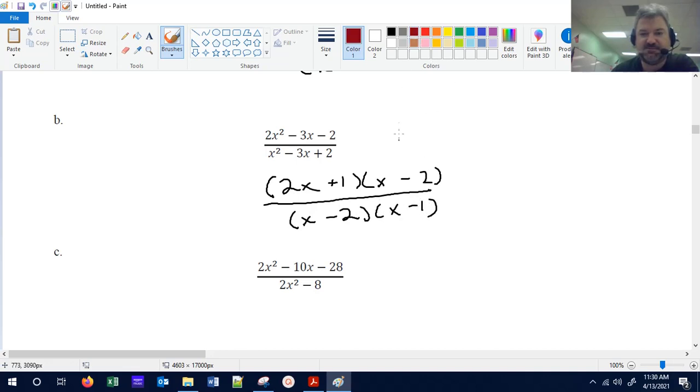Once again, I'm able to cancel out a couple of factors. Remember, we can only cancel after we've factored it out. So I have 2x plus 1 over x minus 1.